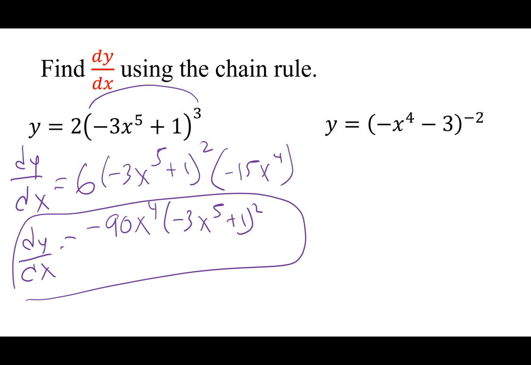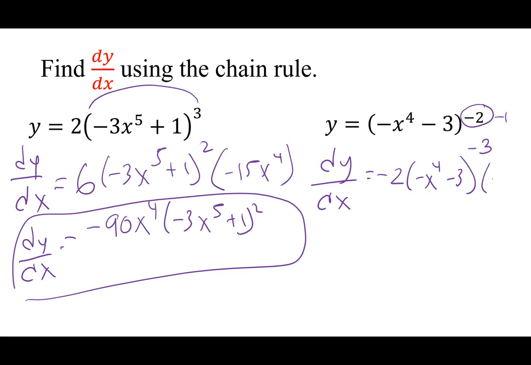For the next one, you want to be especially cautious because you have a negative exponent. If you have a negative exponent, you just want to make sure you're doing 1 less. So negative 2 to the front, negative x to the 4th minus 3. Make sure you go to the 1 less power, and 1 less than negative 2 is negative 3. You then have to do the chain rule. The derivative of negative x to the 4th would be negative 4x cubed. The derivative of a constant is 0.